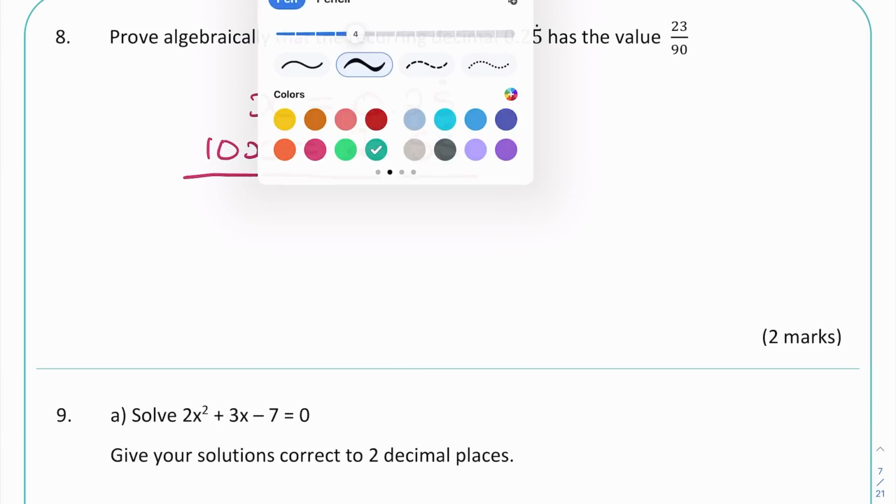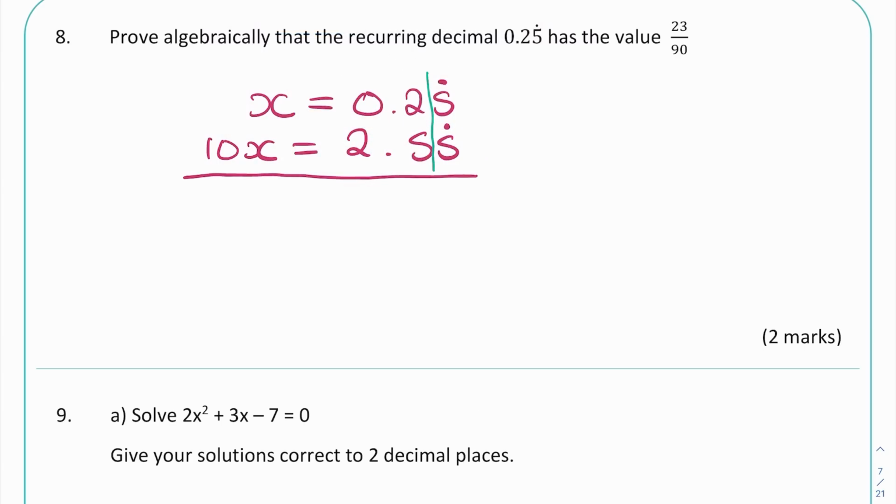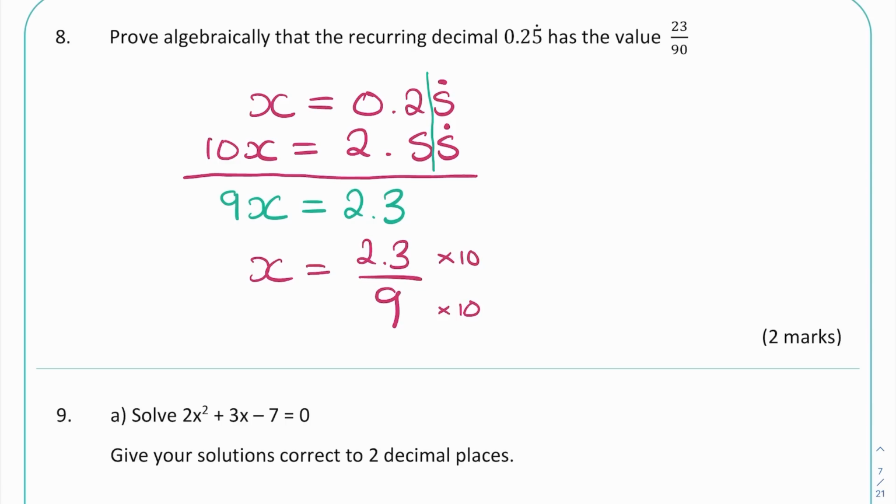Now we know the 5s are going to cancel out, so really all we're doing is 2.5 take away 0.2. Now that's easy enough, 10x take away 1x is 9x, and 2.5 take away 0.2 is 2.3. We can then divide both sides by 9 so that we get x is equal to 2.3 divided by 9, and from here you can multiply the top and bottom by 10, which will give you 23/90.